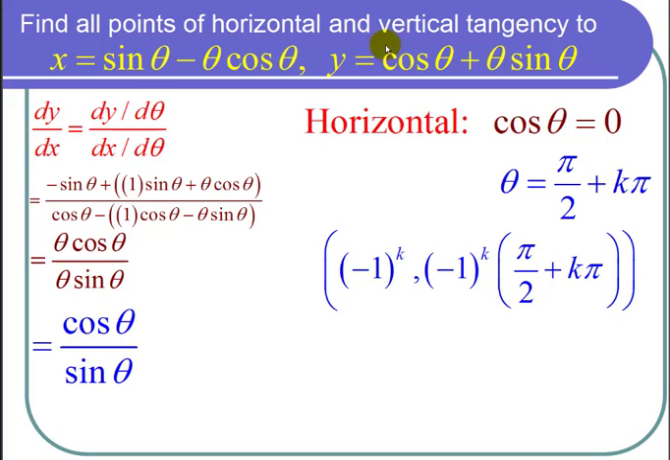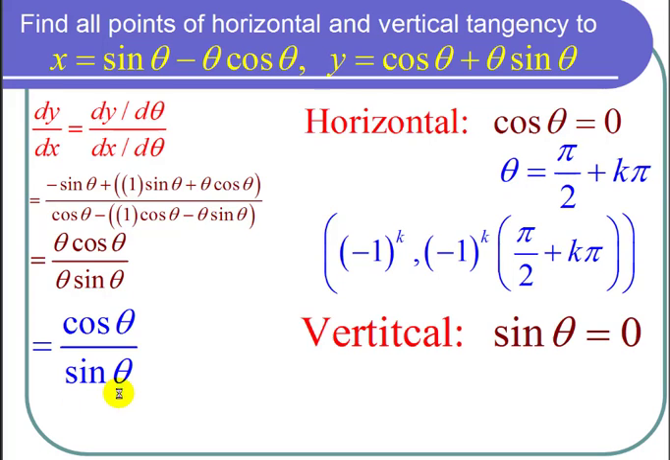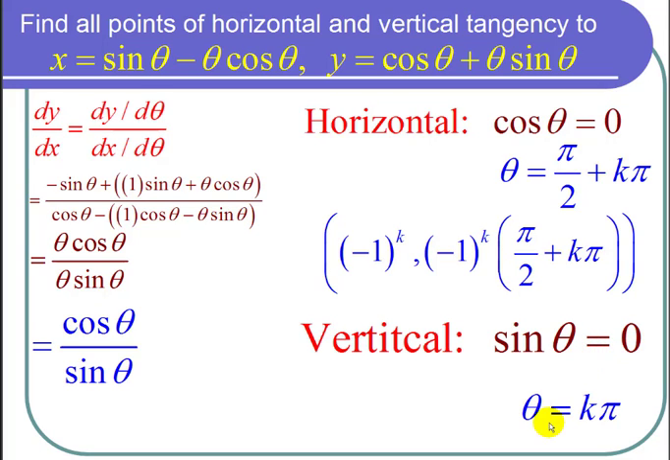So now let's go for the vertical tangent lines. That occurs when the slope of the tangent line is undefined, so that means the denominator must be 0. So I set sine of theta to be equal to 0, and that happens whenever theta is some whole number multiple of pi. So I plug in k pi in for theta.